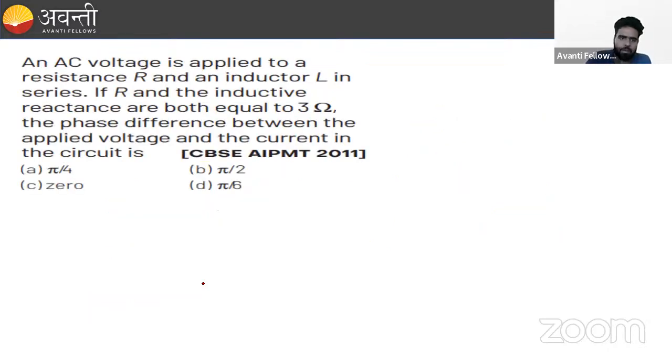Let's move further to our problem. In this problem, what is given? An AC voltage is applied to a resistance R and inductor L in series. So basically here, an inductor and resistor are given, right? If R and inductive reactance are both equal to 3 ohm, find the phase difference between the applied voltage and current. That is a very simple problem, because it is asked about the resistance and inductor, and both are connected in series. So this is nothing but our LR circuit.